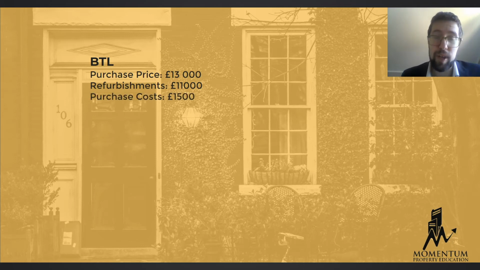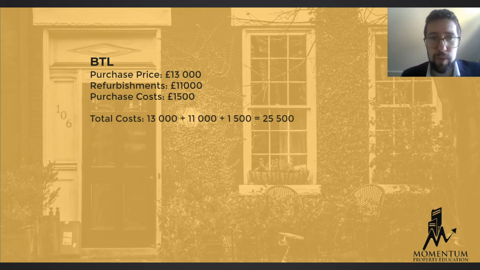But so she had found us this little buy-to-let flat. We could purchase it for only £13,000. It needed £11,000 of refurb, and we had other costs of about £1,500. Obviously, in Freedom Property Intensive, we'll go through exactly what those costs would be. So our total cost would be £13,000 plus £11,000 plus £1,500, so a total of £25,500.